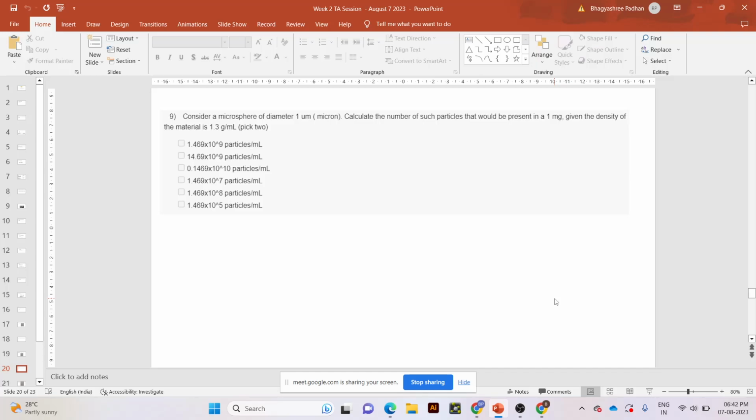For those who came late, this is the question that we are discussing. Consider a microsphere of diameter 1 micron. Calculate the number of such particles that would be present in 1 milligram, given the density of the material is 1.3 gram per ml.